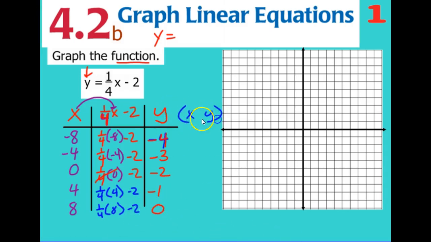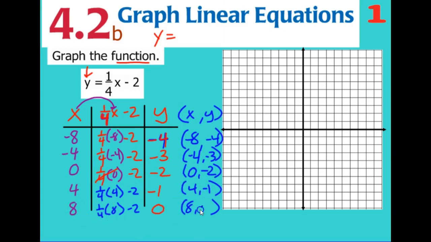So let's plot these x, y. X is negative 8 and y is negative 4. I'm going to write out all of my points first. Negative 8, negative 4; negative 4, negative 3; 0, negative 2; 4, negative 1; and 8, 0. Here's x, here's y, and then plot our points. So x is negative 8, so not to the right, but to the left because it's negative like our number line. Negative 1, 2, 3, 4, 5, 6, 7, 8.